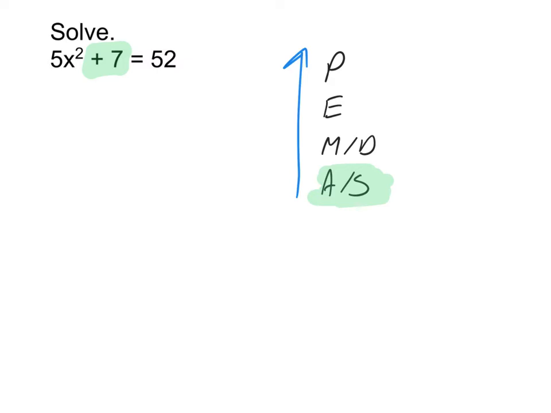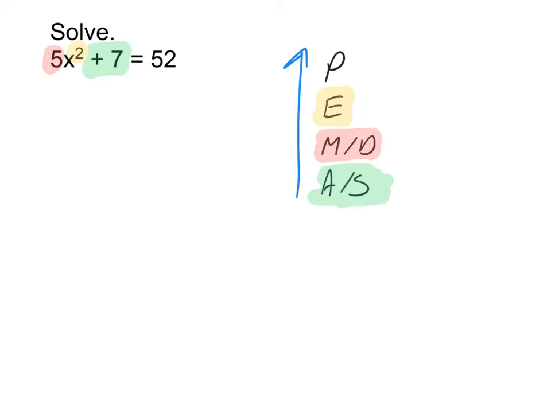Then I would look for any multiplication and division that I would need to undo. And I actually do have some multiplication and division in the original problem. That's the 5 right there. So I'm going to be getting rid of that after I get rid of the 7. And then the very last thing we're going to do is we're going to deal with any exponents. And yes, there is an exponent here. That's the squared. So I'm first going to get rid of the addition subtraction, then the multiplication division, then the exponent. So let's go ahead and jump in and begin that process.